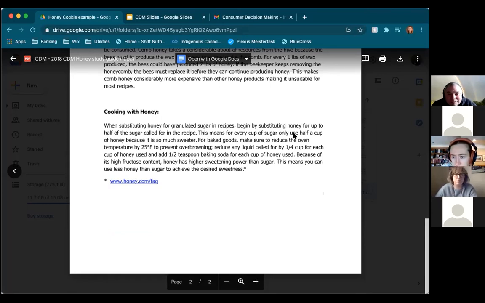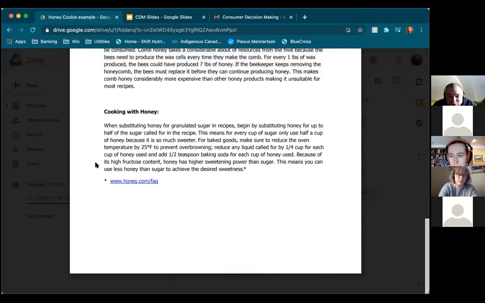Now, cooking with honey. When substituting honey for granulated sugar in recipes, begin by substituting honey for up to half of the sugar called for in the recipe. This means for every cup of sugar, only use half a cup of honey because it is so much sweeter. For baked goods, make sure to reduce the oven temperature by 25 degrees Fahrenheit to prevent over browning. Reduce any liquid called for by 1/4 cup for each cup of honey used, and add half a teaspoon of baking soda for each cup of honey used.